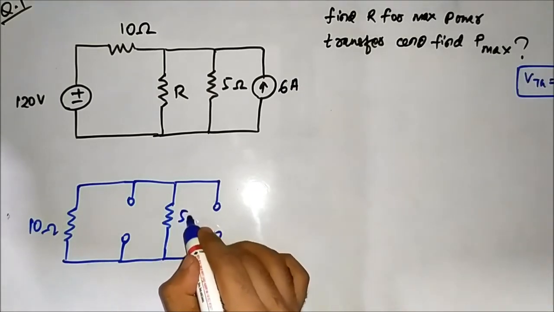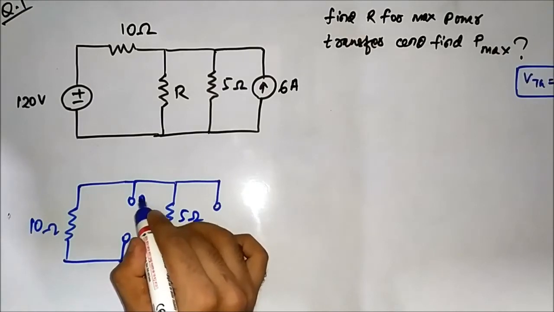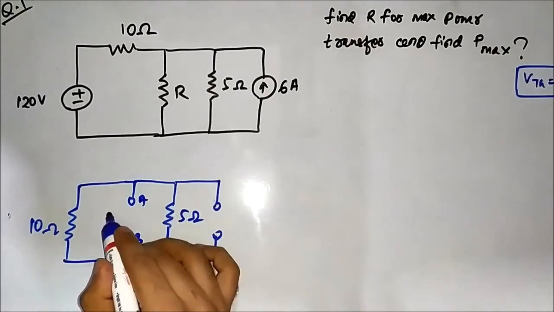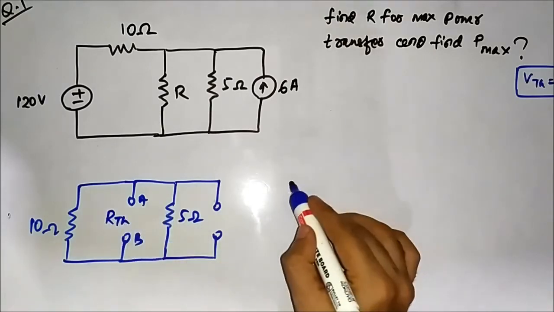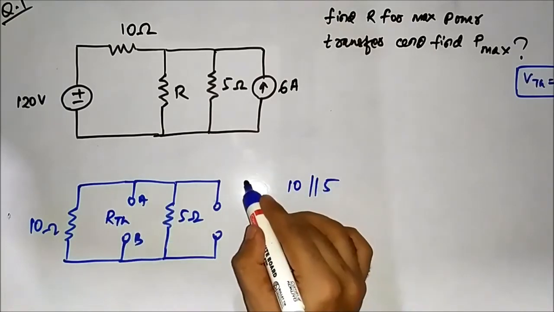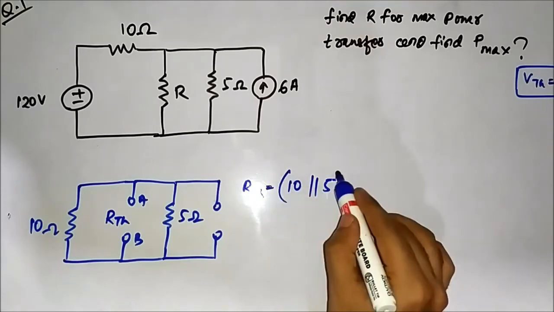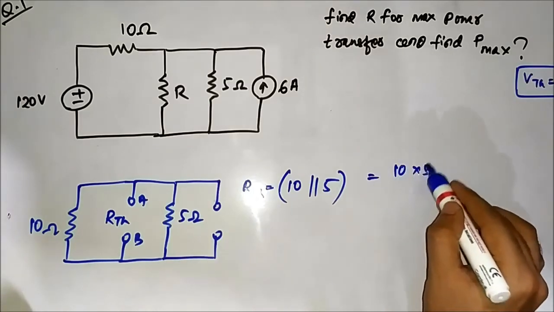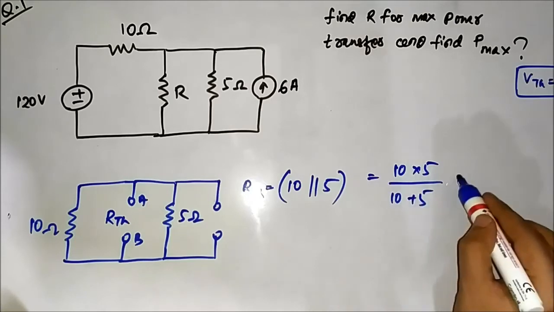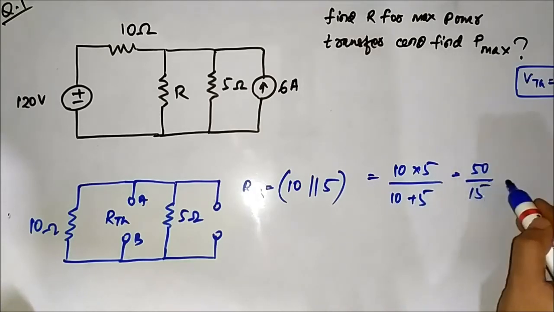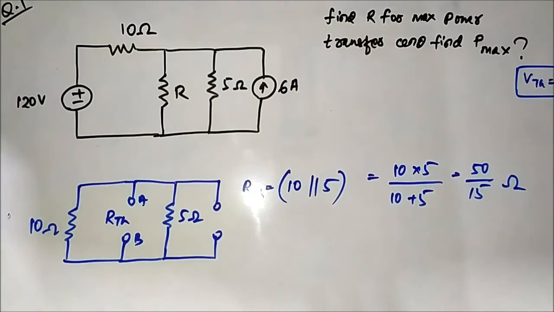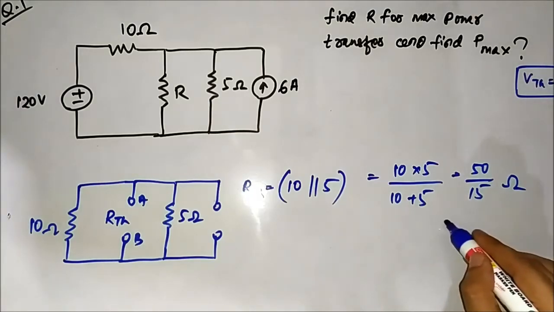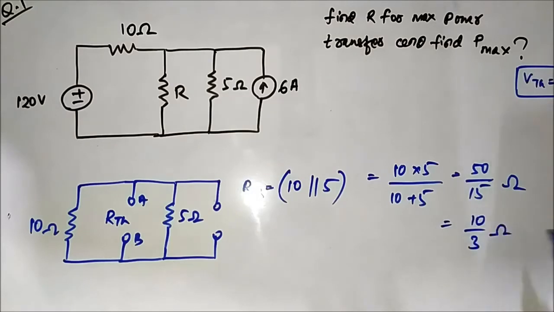So now across these two terminals, the Thevenin resistance is simply 10 parallel 5. RTH, okay, 10 parallel 5, which is simply equal to 10 times 5 by 10 plus 5, which is 50 by 15 ohm, which is equal to 10 by 3 ohm. So RTH is equal to 10 by 3 ohm.